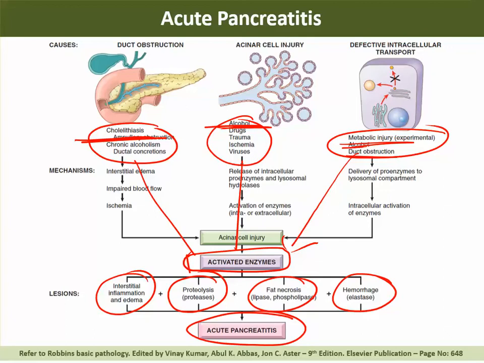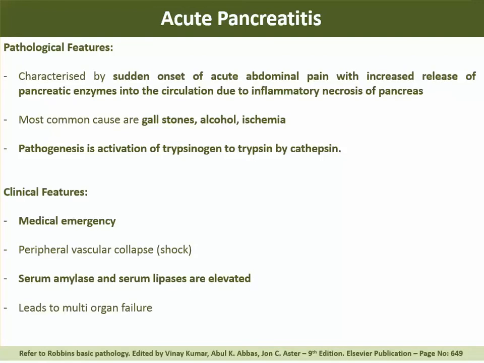So this all leads to severe acute pancreatitis. The pathological feature will be sudden onset of acute abdominal pain, and for the common cause, I am putting gallstone first. If I am talking to Western country students, I will put alcohol first, but in Muslims it is more common to have gallstones and alcohol, followed by ischemia.